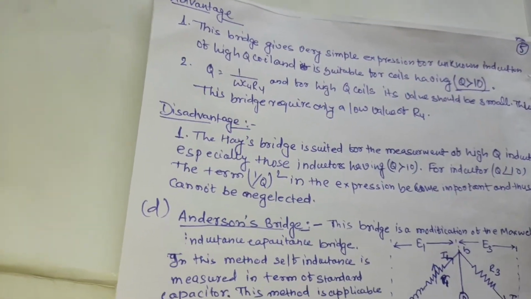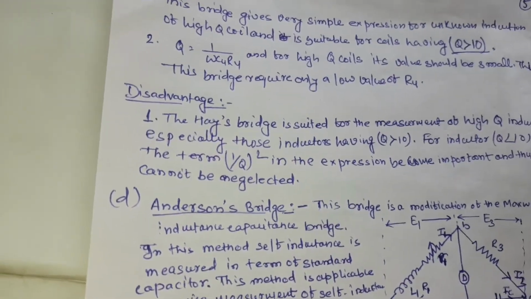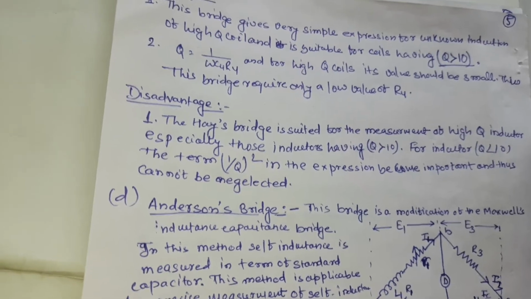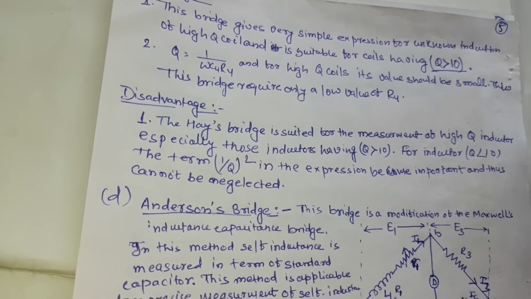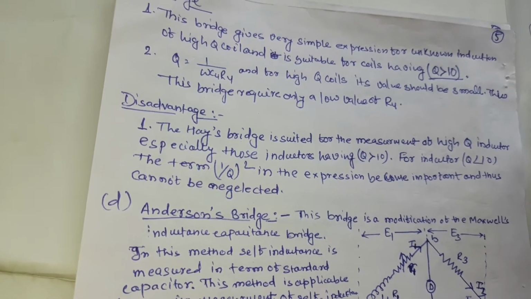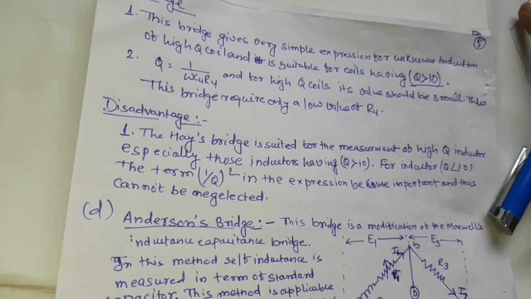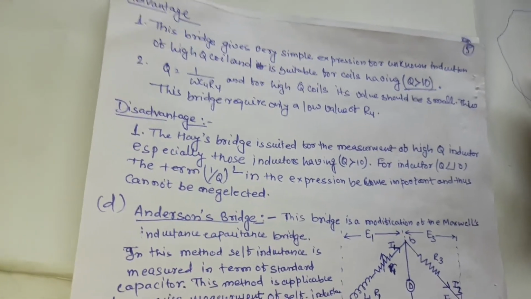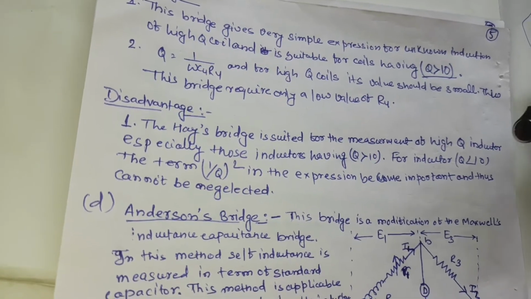Disadvantage, same as I have discussed: it is not useful for the measurement of low quality factor coils, because when the quality factor is from 0 to 10, the 1 by Q square terms have some significant value, and in this case the expression for the inductance is a very clumsy equation, so you cannot ignore it. So it is not useful for the measurement of low quality factor.